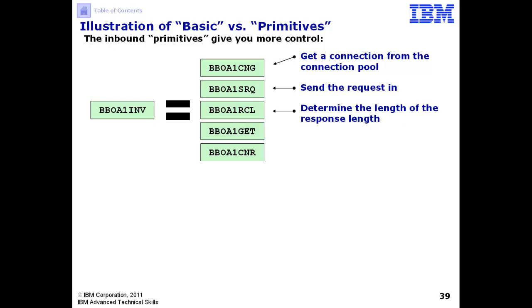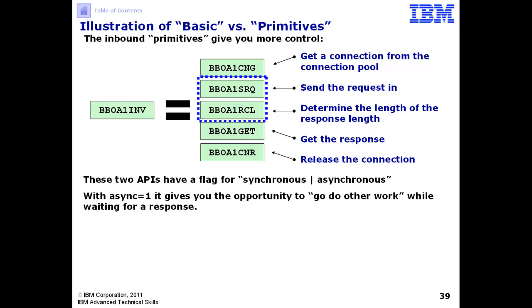BBOA1RCL is used to get the length of the response from a previously sent request. BBOA1GET is used to get the returned response. BBOA1CNR releases the connection and returns it to the connection pool. The send request and response length APIs may work in either synchronous or asynchronous modes. When operating in asynchronous mode, the program control is returned immediately. This allows your program to do other work, such as process requests over other connections.